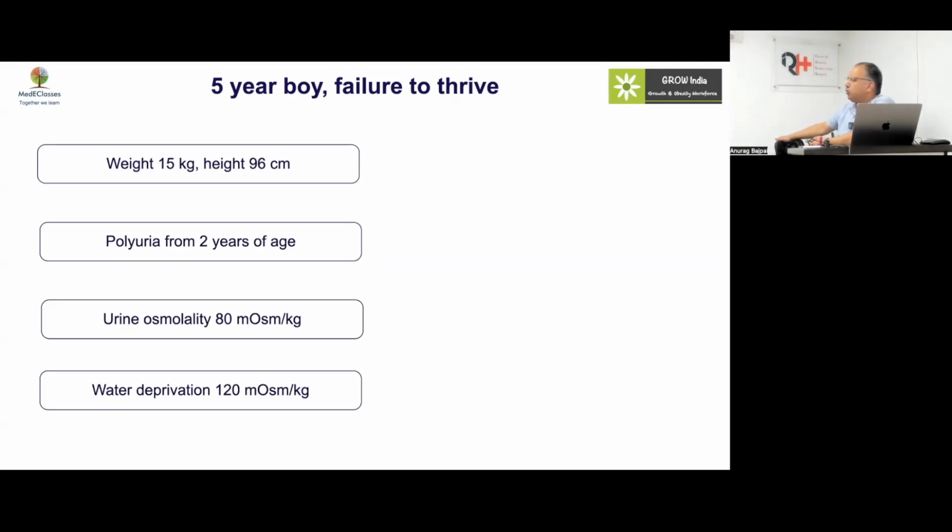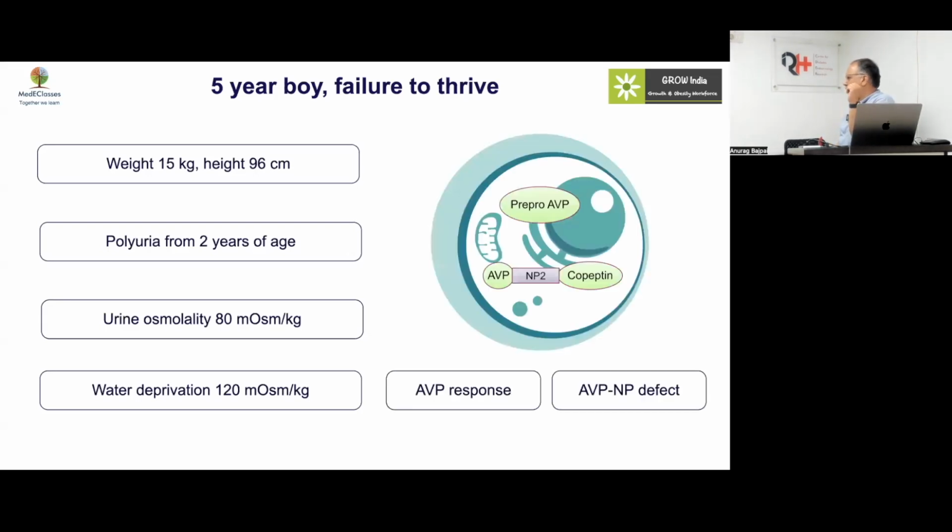Now, first of all, what is the most common possibility at 5 years of age with central diabetes insipidus? Yes, so histiocytosis, of course, will become very important. So you will like to really look into the ear discharge, seborrhea, hepatosplenomegaly. But here, AVP response was there, and this turned out to be a neurophysin defect.